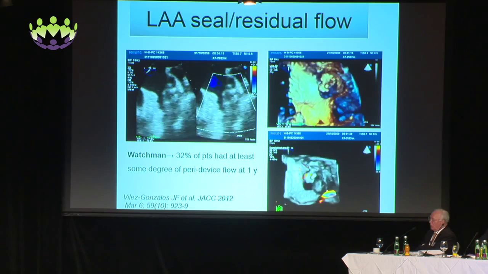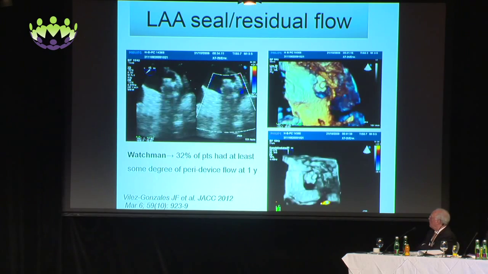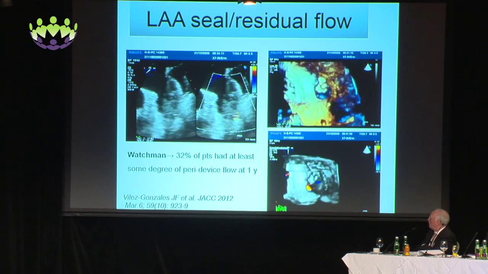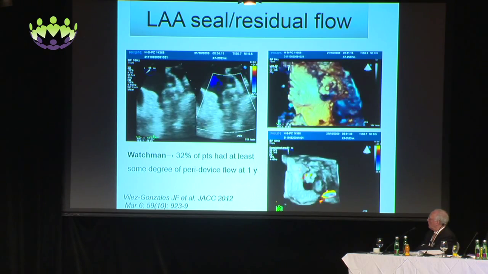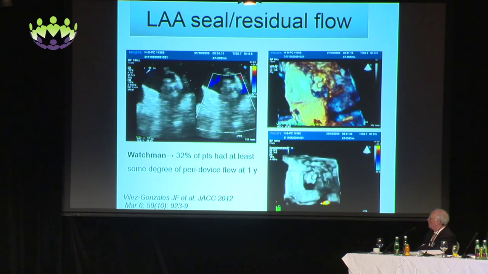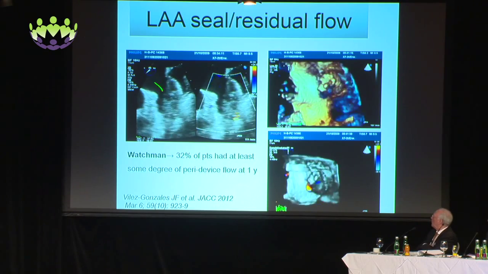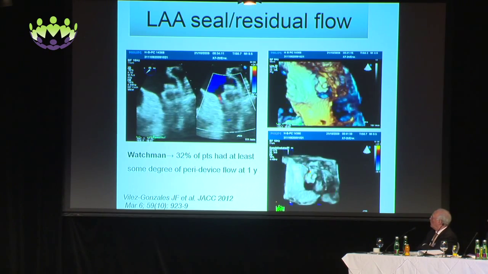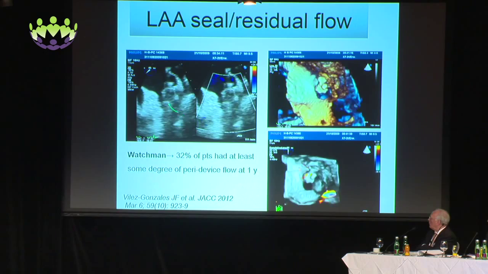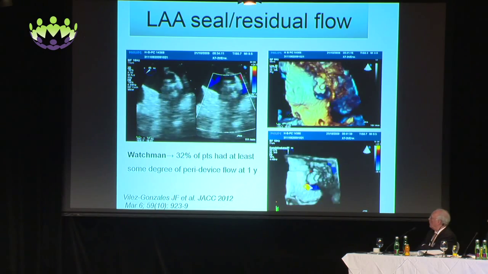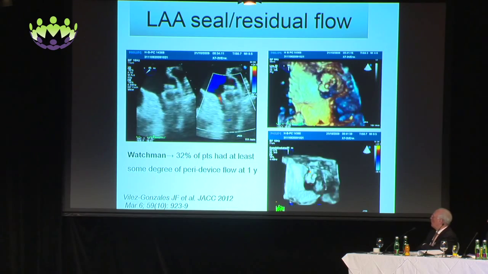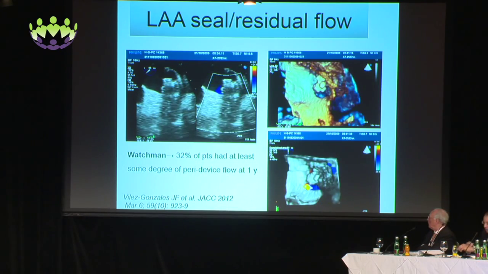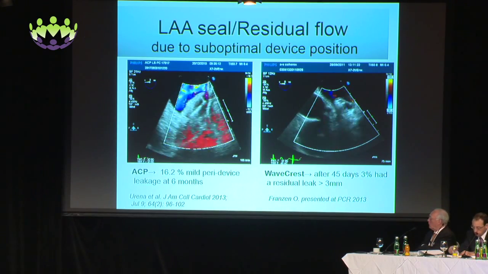But if you look at these data with a Watchman occluder, it's a very common finding to have residual shunt. So if a Watchman is in place, in 32% of the patients, we'll find at least some degree of peri-device flow at 1 year. And here we have an example where we have an extreme leak. So this was a case where we had 2 deep lobes, and a Watchman occluder is placed in one of the lobes, but the other lobe, as you can see here, is completely uncovered. So this is not a good situation for the patient.